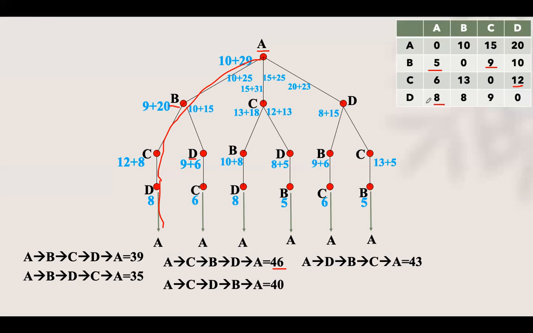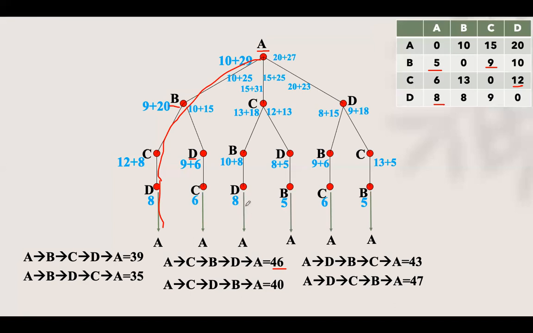D to C. D to C is 9. 9 plus 18. A to D. A to D is 20. 20 plus 27. So that is the cost of the final path, which is equal to 47.